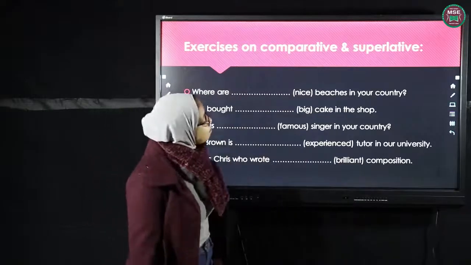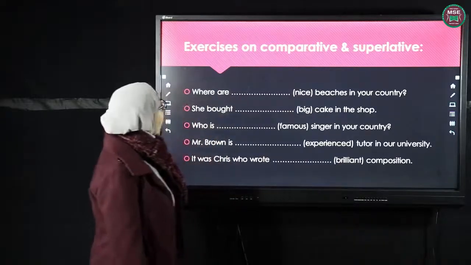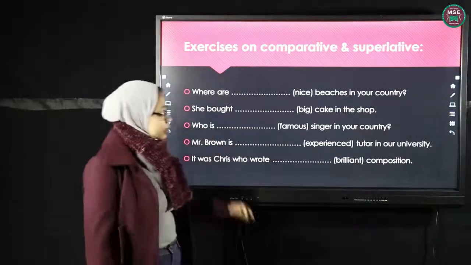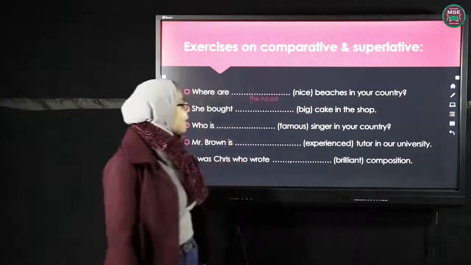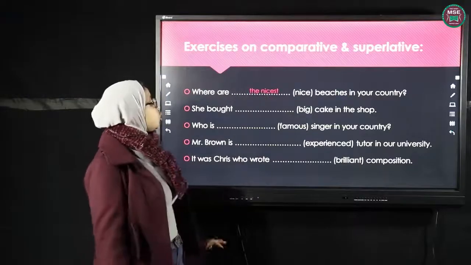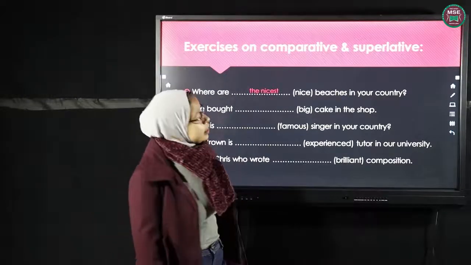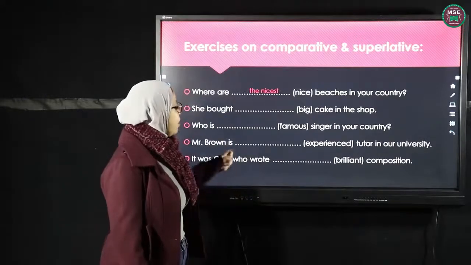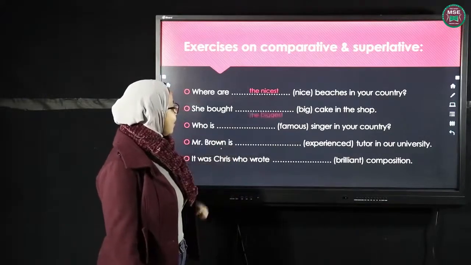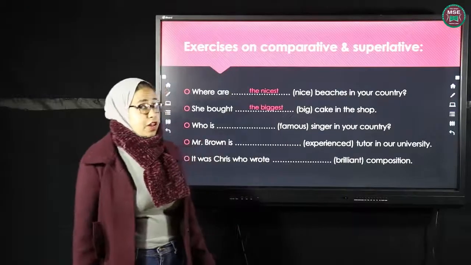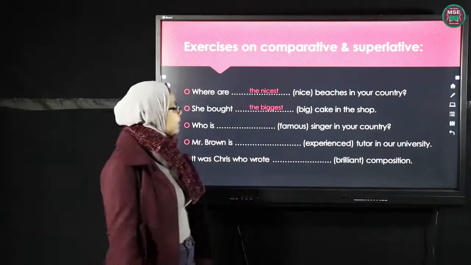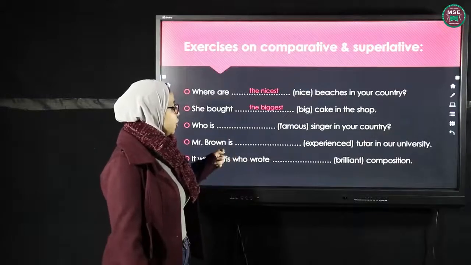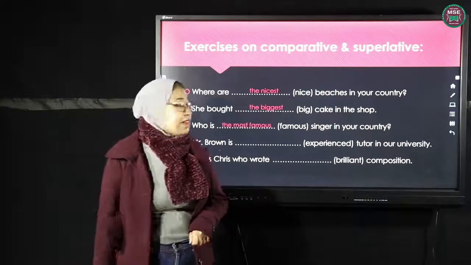Okay? Let's see. We are nice beaches. Where are the nicest beaches in your country? So, okay, the nicest. She bought the biggest cake in the shop. This is superlative. So the plus est, and I double the consonant, the biggest. Who is the most famous singer in your country? This is a long adjective, so the most famous.